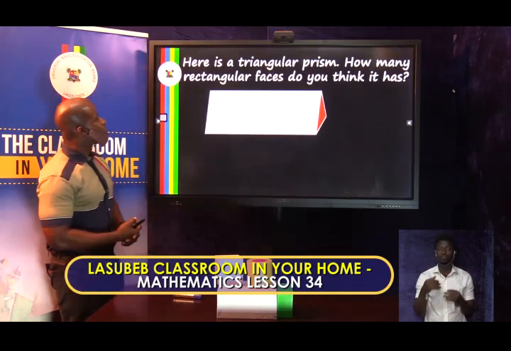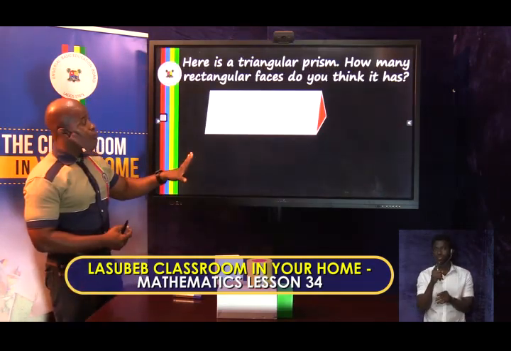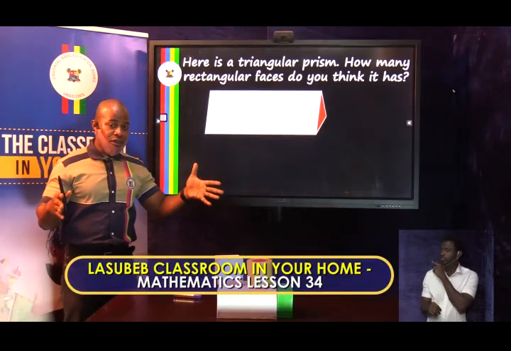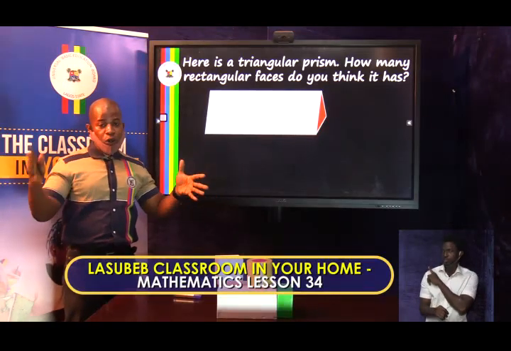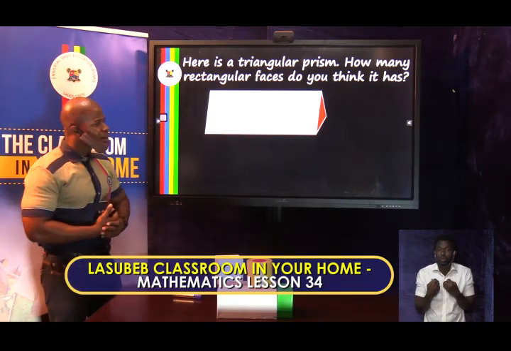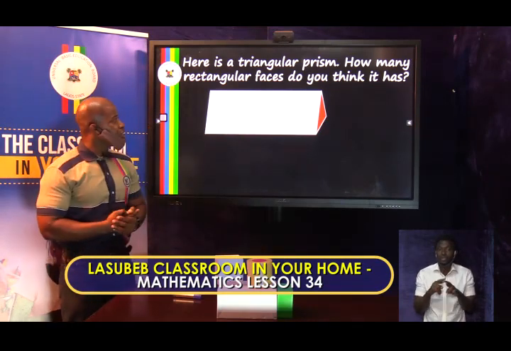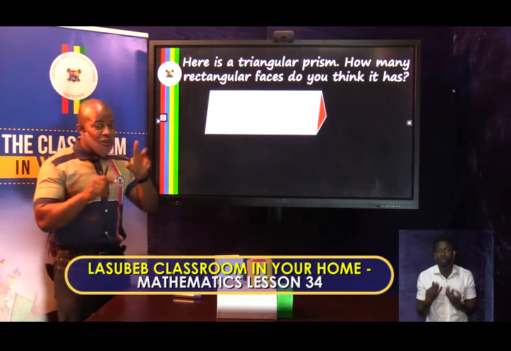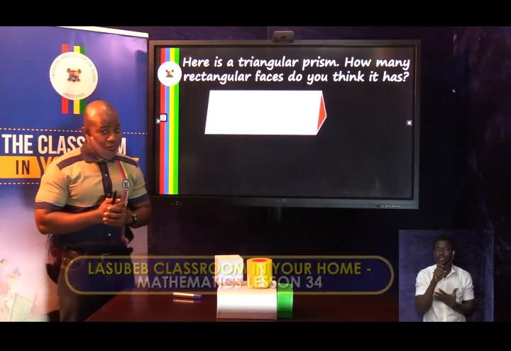Let's take a look at another one. Here is a triangular prism. Again, it's a triangular prism, and that means that it has a triangle as top and triangle as bottom. The top is here, the bottom is there. Now, how many rectangular faces do you think it has?